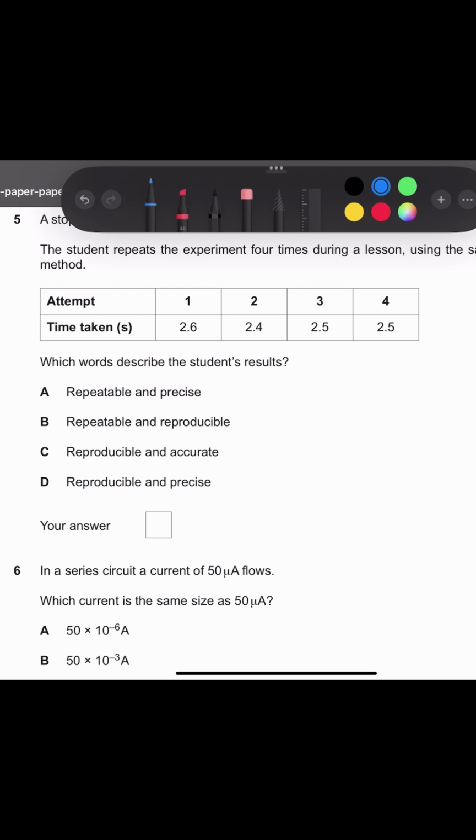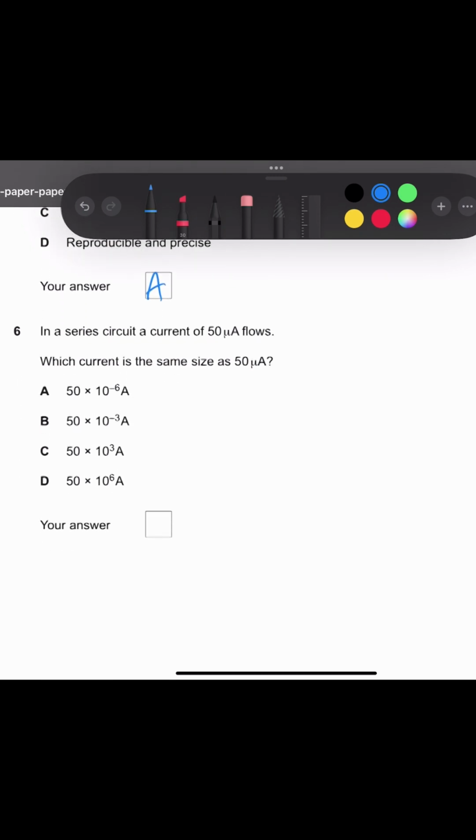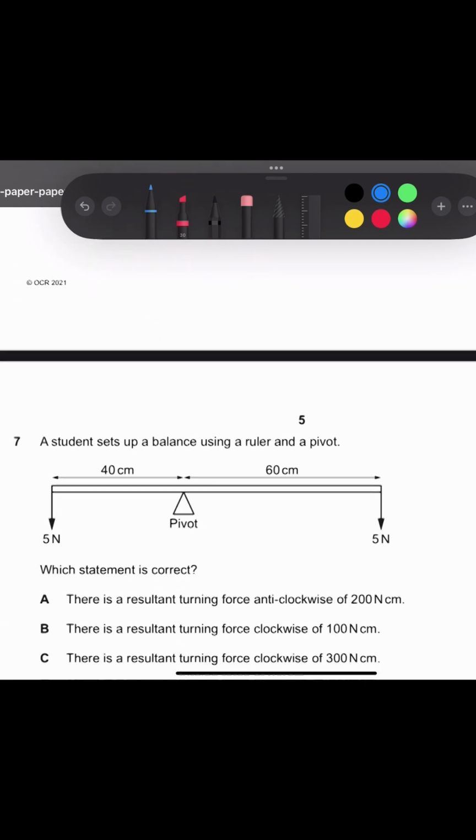Okay, a stopwatch is used by a student for timing how long it takes for a toy car to travel down a ramp. The student repeats the experiment 4 times during a lesson using the same equipment and method. Which words describe the student's results? If the student is doing it 4 times, then it's repeatable, and using the same equipment and method, so it'll be repeatable and reproducible, which will be B. But actually, no, sorry, it doesn't show that it's reproducible, because reproducibility is only shown by it being done by another team, which means that it would be repeatable and precise. A.